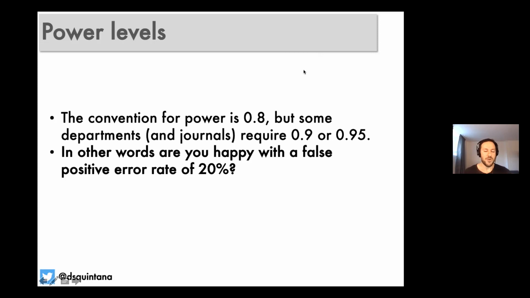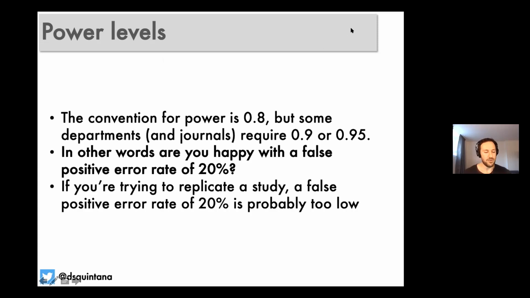So you have to think about, are you happy with a false positive error rate of 20%? Think carefully about that. If you're trying to replicate a study, a false positive error rate of 20% is probably too low. So think about the context of your study.